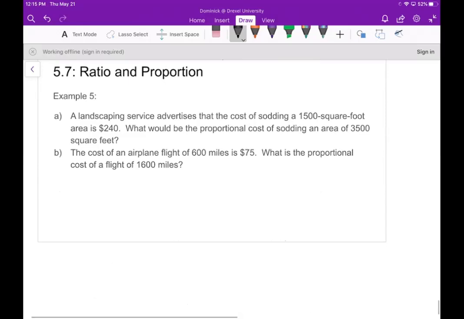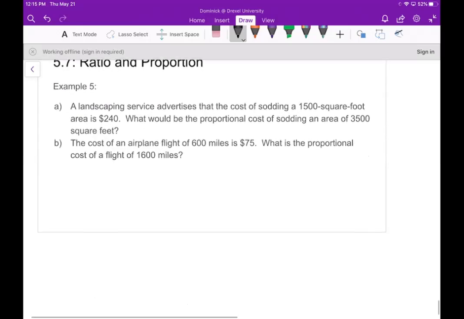Okay, I believe this is the last example. So in part A, we have that a landscaping service advertised that the cost of sodding a 1,500 square foot area is $240. Okay, and we want to know what is the proportional cost of sodding an area of 3,500 square feet. So we're told that the cost is $240 for 1,500 square feet.